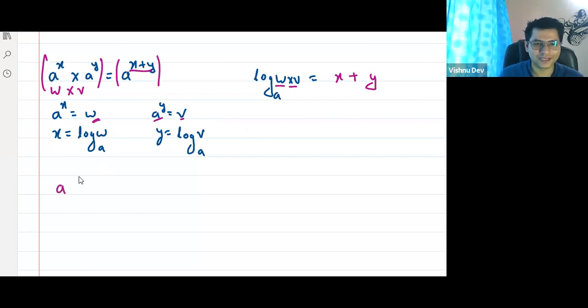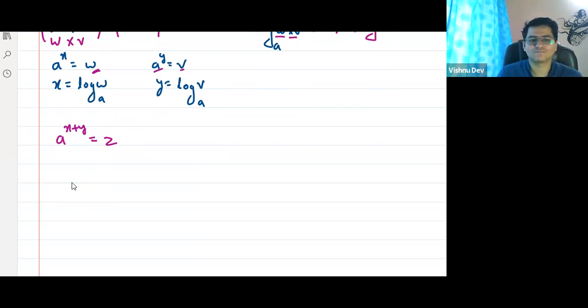a power x plus y is equal to, suppose, z. Tell me, how will you write this? Think about it. Sir, x plus y is log z base a. Exactly, x plus y is equal to log z base a. Yes or no? And what is z?